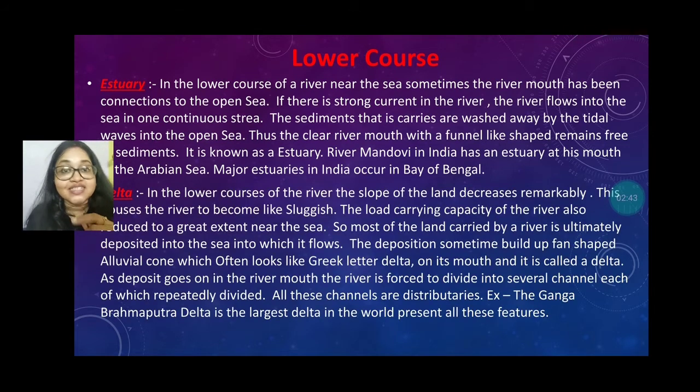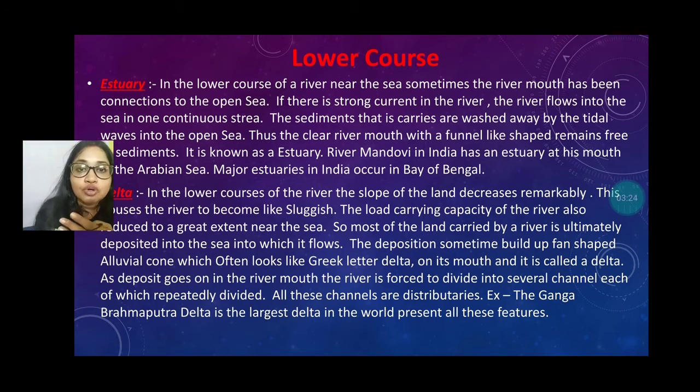Next one is delta. This is very important. In the lower course of the river the slope of the land decreases. That causes the river to become sluggish, and the carrying capacity of the river for the huge load of materials also decreases, and when they are very near to the sea, most of the load carried by the river is ultimately deposited into the sea or into whatever it flows into. Not only the sea, many rivers flow into other rivers, oceans or lakes.